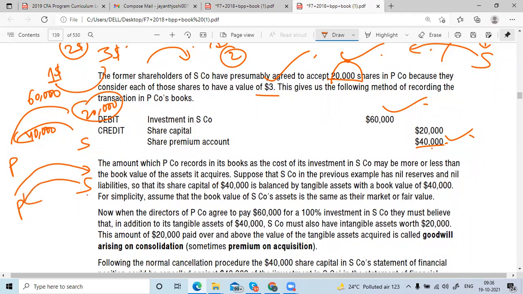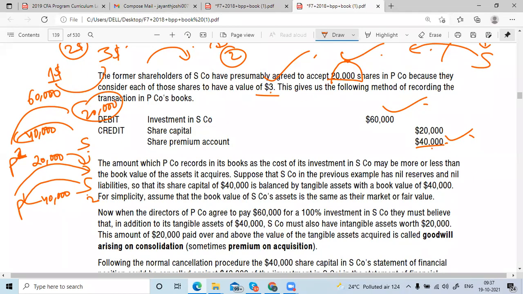So how many shares does this company have? 40,000. For 40,000 shares, how many shares is P company giving? 20,000. Because for every 2 shares in this, they are giving 1 share of their company. Correct? So P company is taking all the shares of S company and they are giving their own shares. So when they are giving their own shares, each share is trading at what?